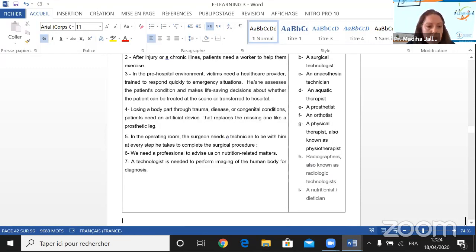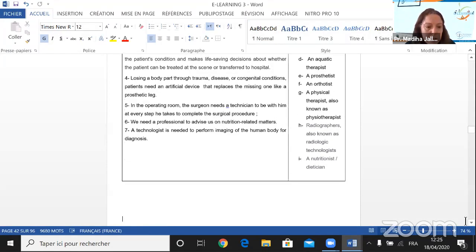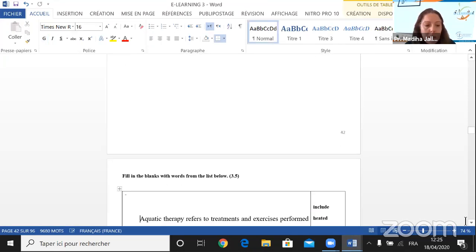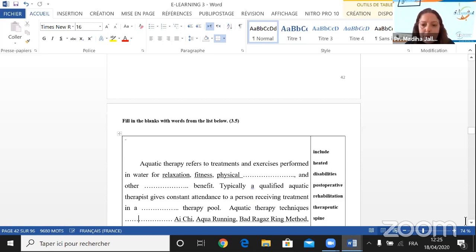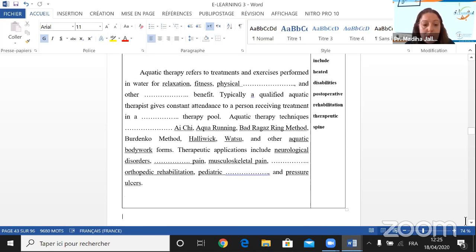So now 7. A technologist or a technician is needed to perform imaging of the human body for diagnosis. Radiographer. Radiographers, good. Or you can also call them radiologic technologists. Seven situations only, okay? Now this one can be left for you to do at home. I will provide you with the answers.